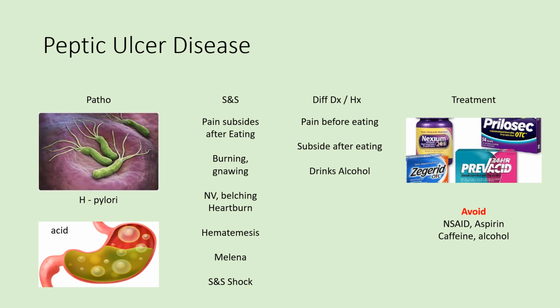With your differential diagnosis and history, key in on that pain before eating that subsides after eating, and try to ascertain how much alcohol they drink. Treatments are proton pump inhibitors to help reduce the bleeding and the acids. Avoid nonsteroidal anti-inflammatories, aspirin, caffeine, and alcohol. IV, O2, monitor in the pre-hospital environment.